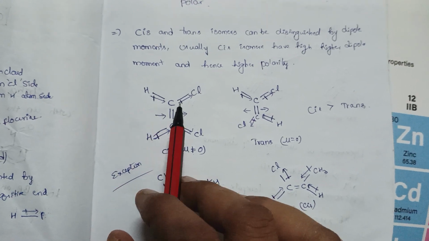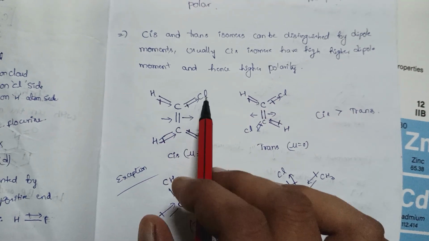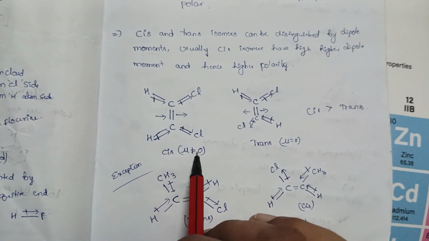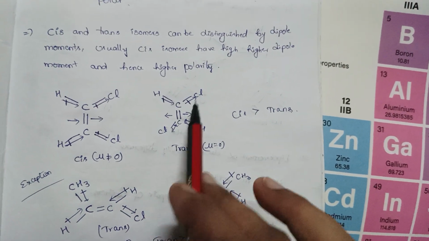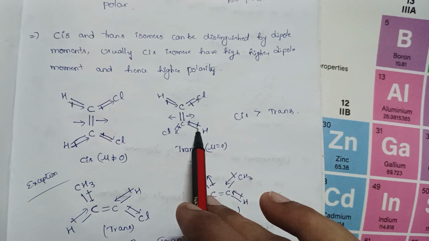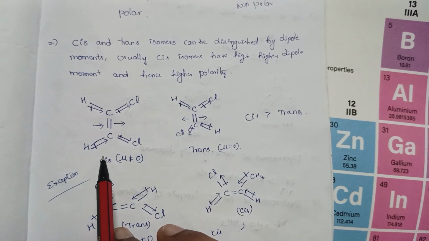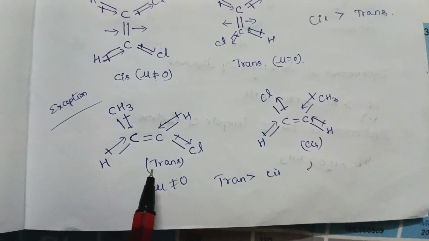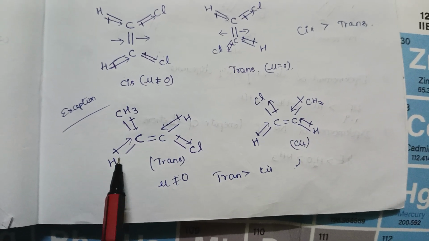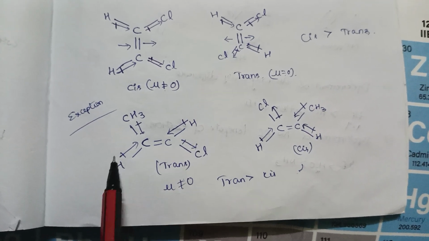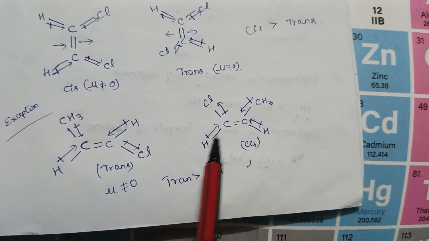The hydrogen and chlorine vectors are not cancelled, so the net dipole moment is not equal to 0. In the trans isomer, these vectors are in opposite directions, so the net dipole is equal to 0. The trans isomer has less dipole moment than the cis isomer. But in an exceptional case, see here, it is the cis isomer. Two similar atoms in opposite directions is the trans isomer, and two similar atoms in the same direction is the cis isomer.